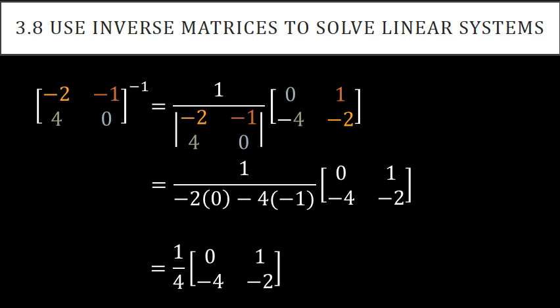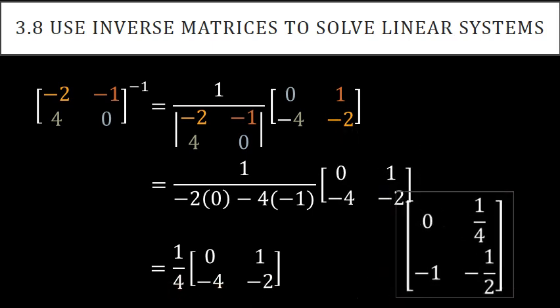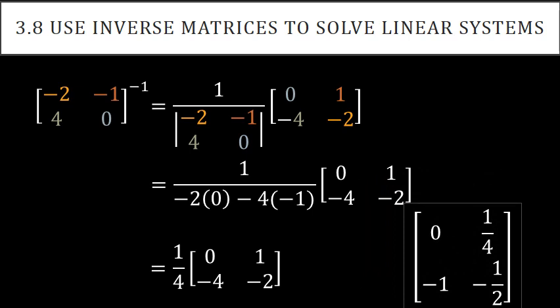That gives you 1 over 4, which you will then distribute to the matrix. So you have 1 over 4 times 0. You have 1 over 4 times 1. 1 over 4 times negative 4. And 1 over 4 times negative 2. Which gives you that.